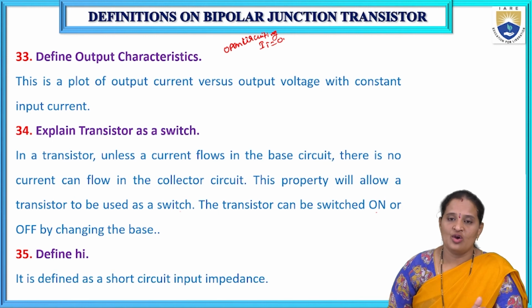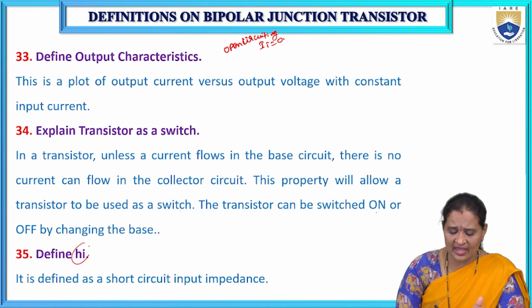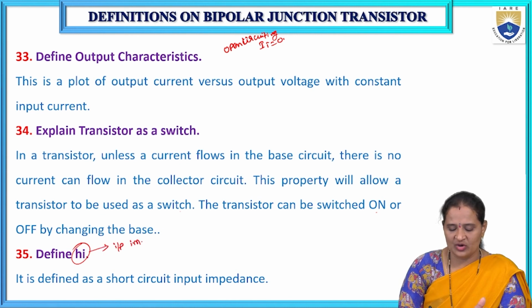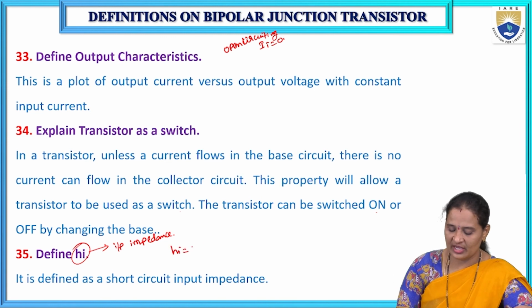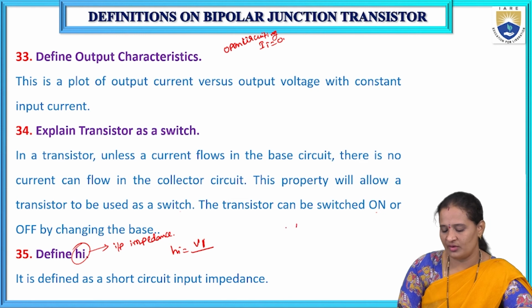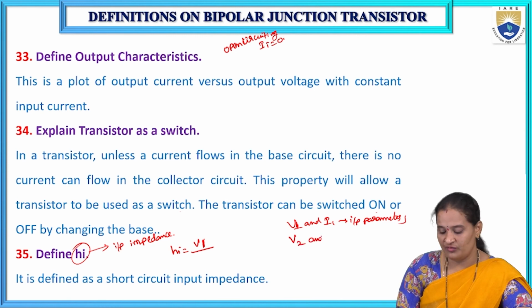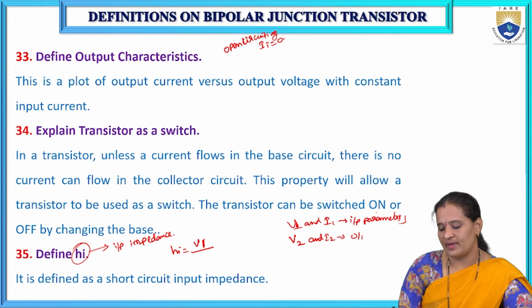Define hi. What is hi? These are the hybrid parameters. hi is nothing but the input impedance, which can be defined as the ratio of input voltage to the input current. Let us consider V1 and I1 as the input parameters, and V2 and I2 as the output parameters.